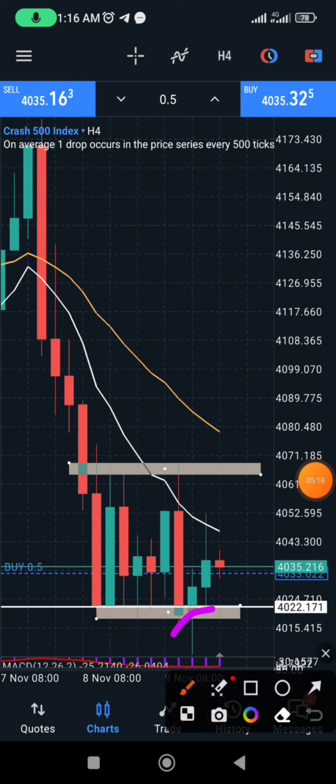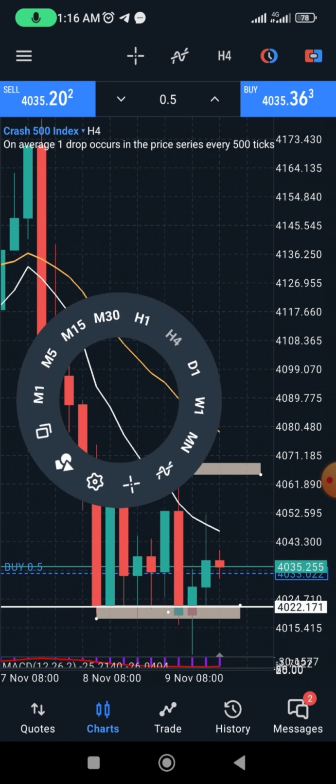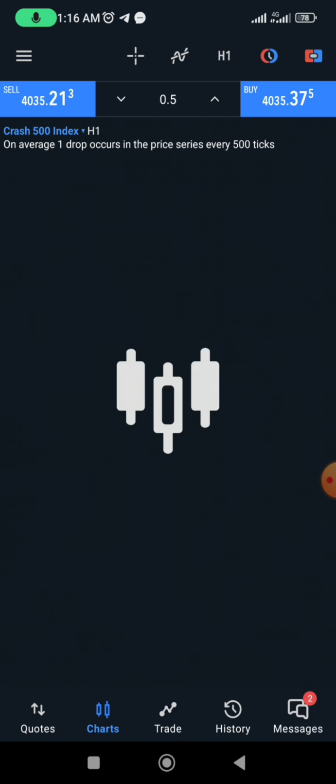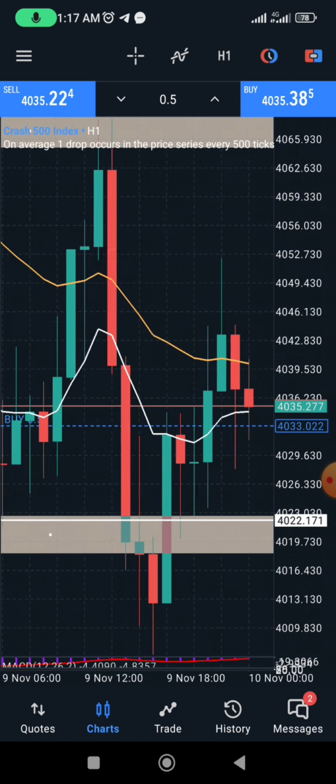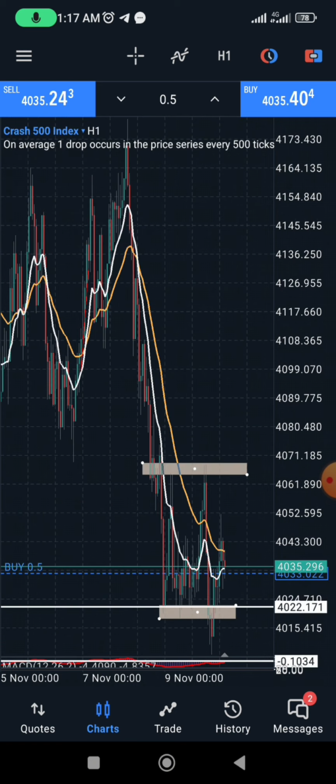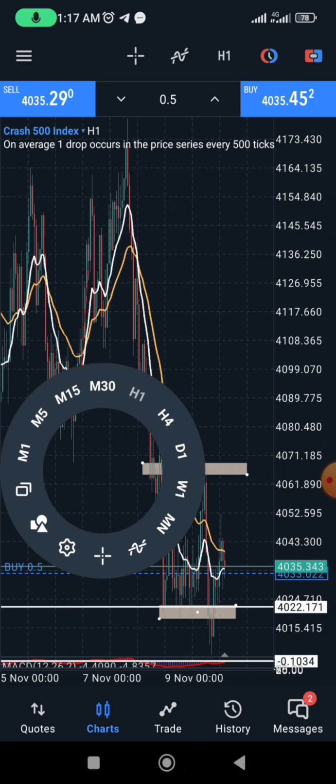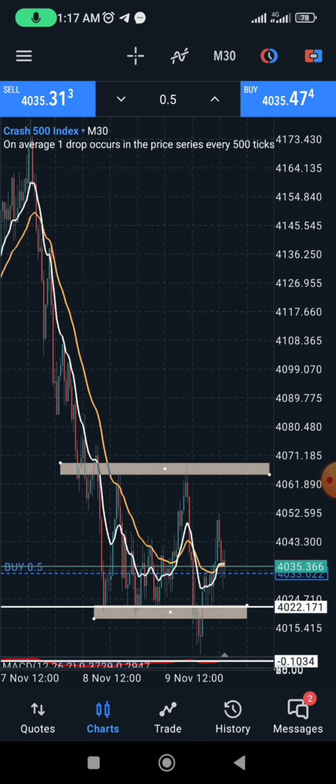If I look at candle rejection downside, I have more interest in the buys than sells. Right now, if I go down to the 1 hour time frame, I still have the same formation as on the 4 hour time frame right here. If I go down to the 30 minutes time frame, this information right here. But at this point, I'm still having more buys than sells.